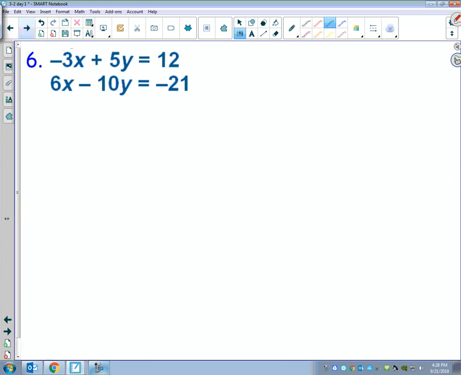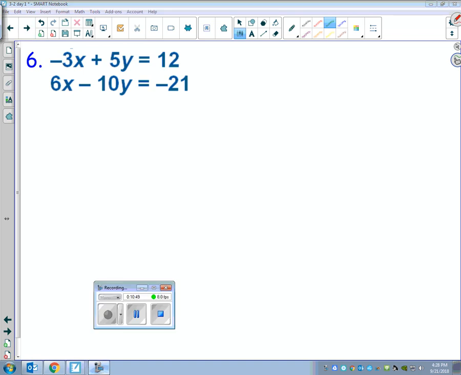So now, I think this is the last one. Think about on this one which one you would multiply by, or would you want to get your x's together or your y's together? And again, we'll save this one to do in class.